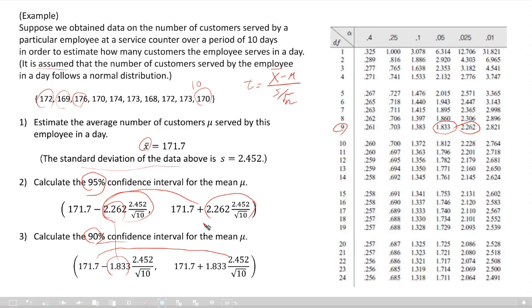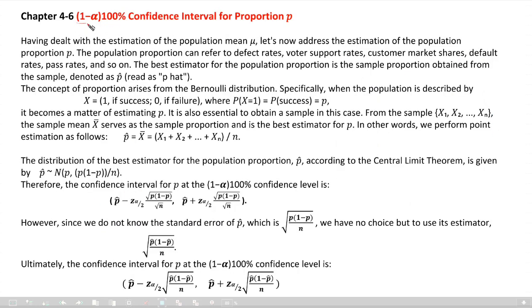All right. Let's see. Today's topic, confidence interval for proportion P. Having dealt with the estimation of a population mean mu, let us now address the estimation of a population proportion P. The population proportion can refer to defect rate, voter support rate, customer market share, default rate, pass rate, and so on. There are many proportion data. The best estimator for population proportion P is the sample proportion obtained from the sample, denoted by P hat. We studied it in chapter 3.